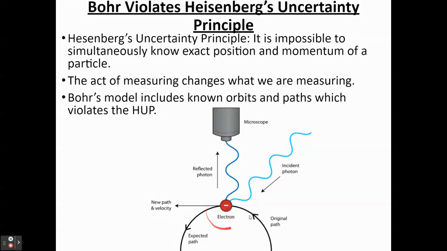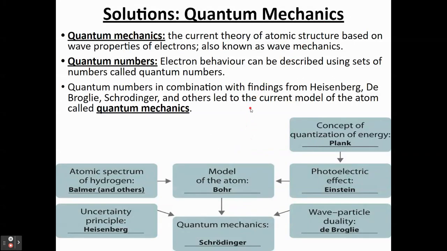So we somehow have to modify our model so that it doesn't break this rule of Heisenberg's uncertainty principle. We can't lie and say we know exactly where it is. So instead of saying we know the exact location, we're going to now talk about probability. So that brings us to our last model here, the quantum mechanical model of the atom.